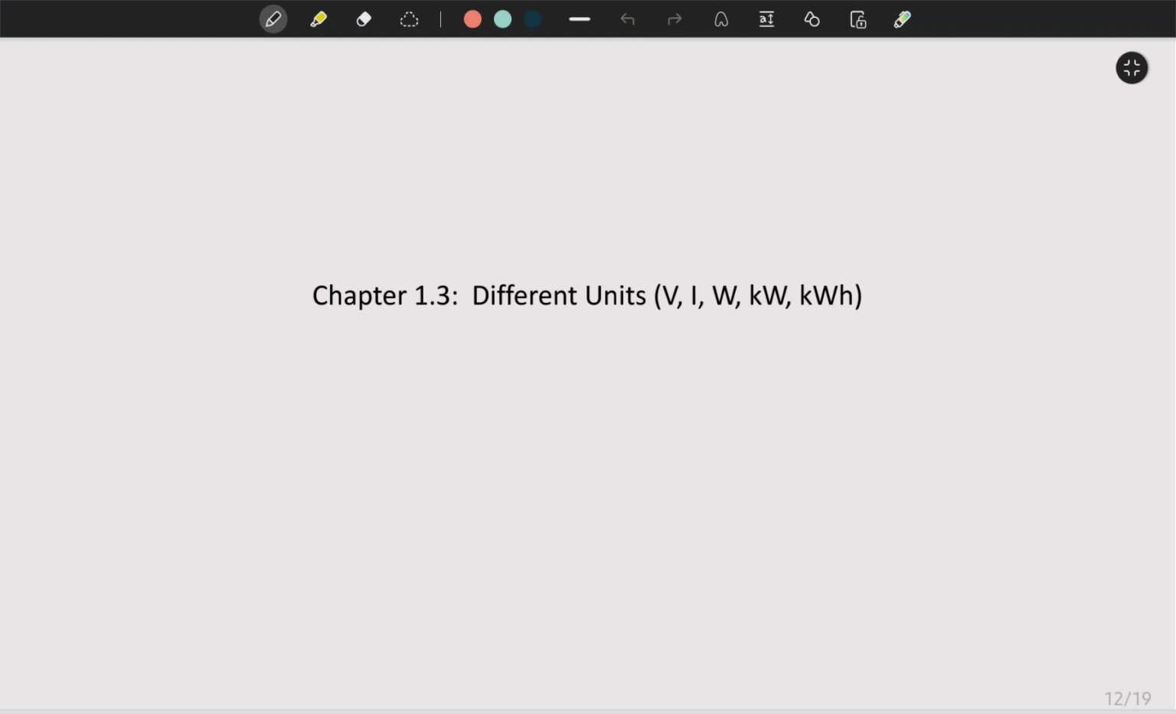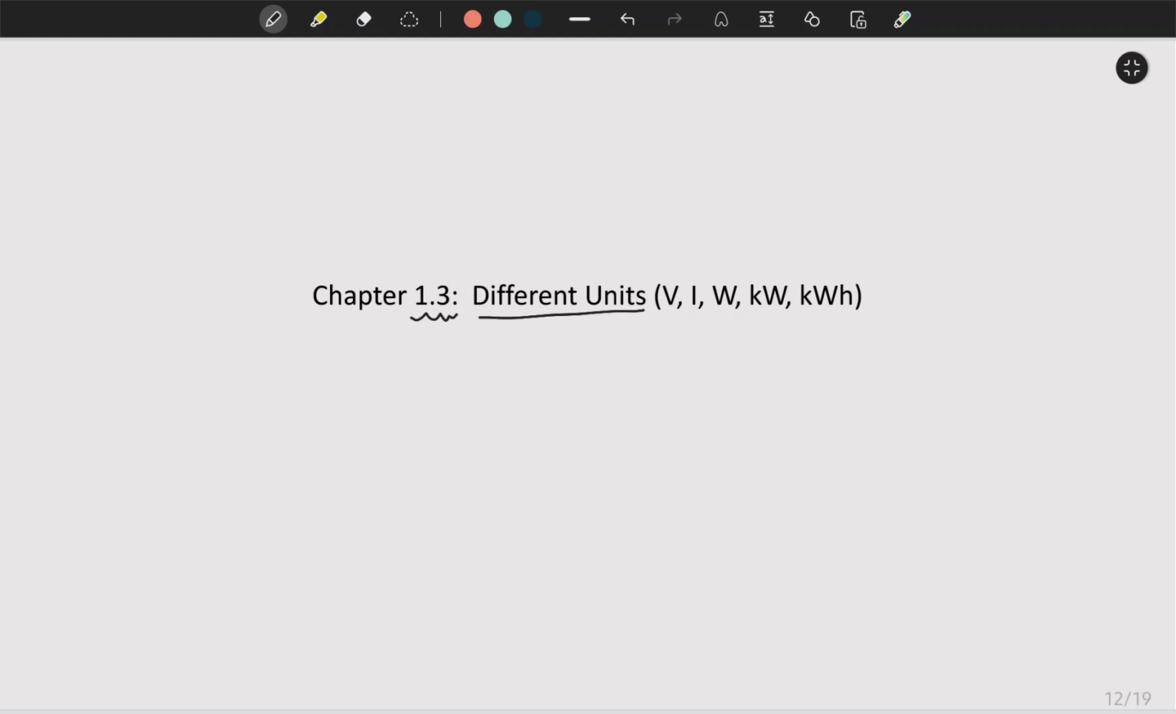Today we're starting the third chapter of module 1, which is about different units. The purpose of this chapter is to understand the different units which we come across while we are doing the electrification for any house or building. These units will come again and again.